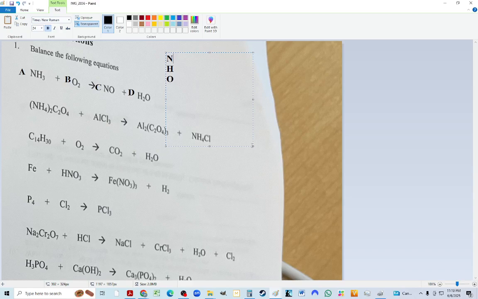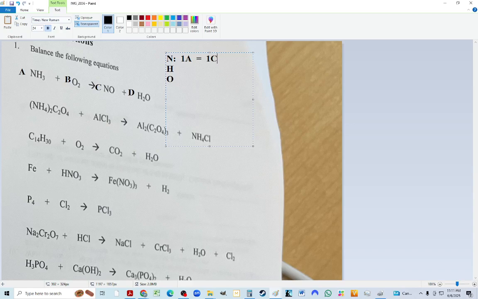Now look at the left side, the reaction side. For nitrogen, how many nitrogens do you see in A? I see one, so I say 1A. Do I see any in B? No. Do I see any in C? Yes, I see one in C. And so I say 1A is equal to 1C, like that.